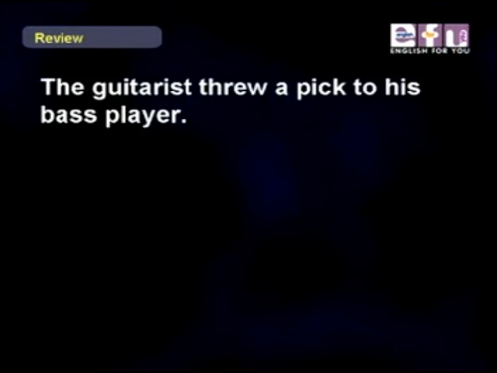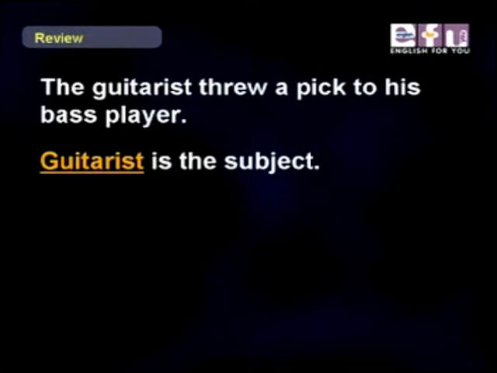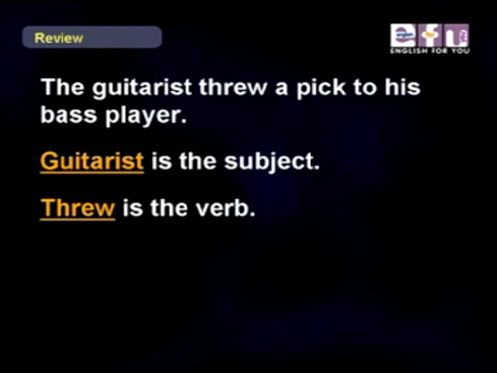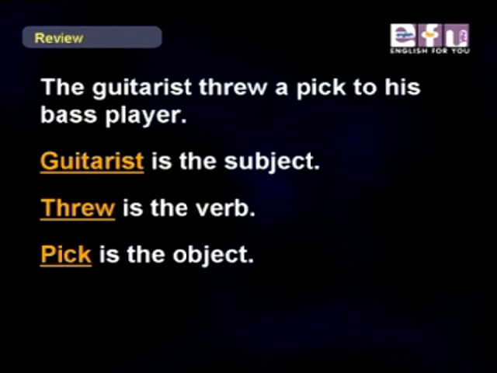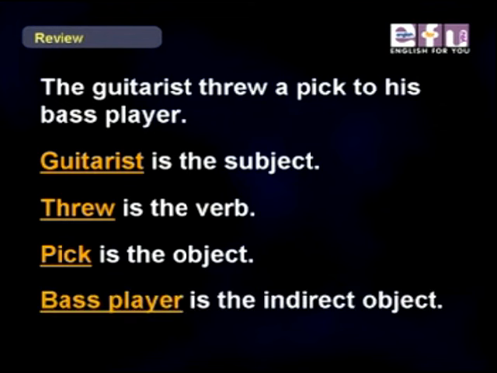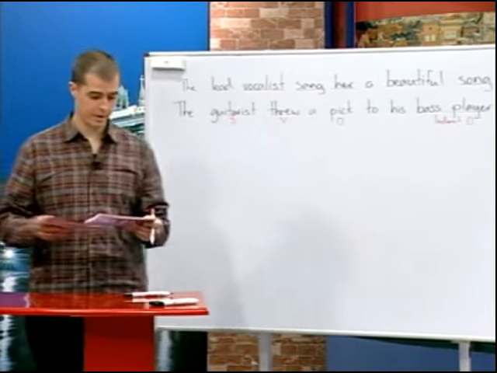The guitarist threw a pick to his bass player. Guitarist is the subject. Okay, this time we'll do it a different way. S for subject. Threw is the verb. Okay, good. Verb. Pick is the object. Okay, which object? It's only one. We'll call that one object. Bass player is the indirect object. Okay, good. Great.